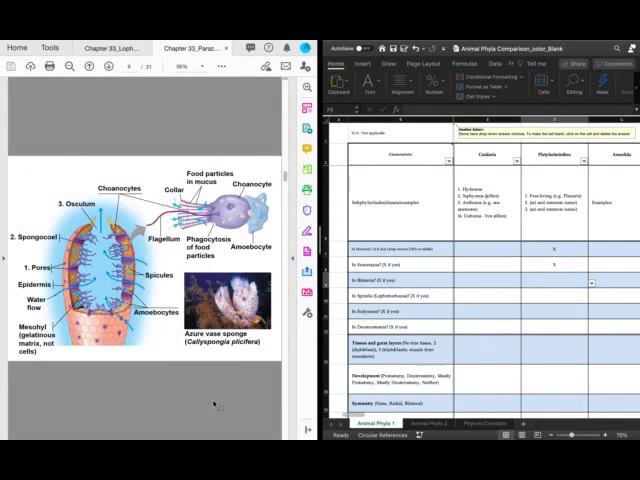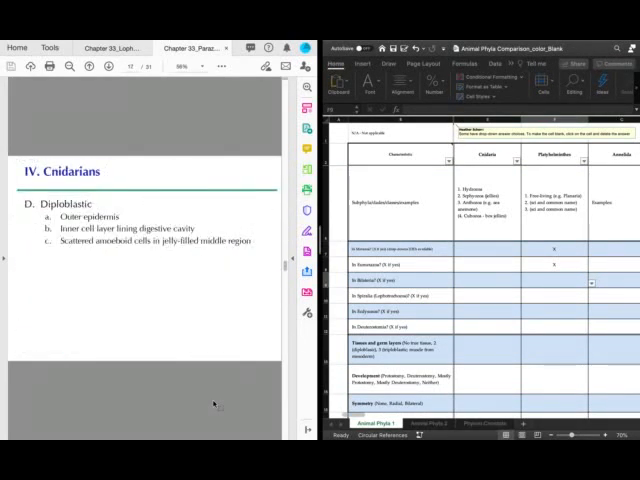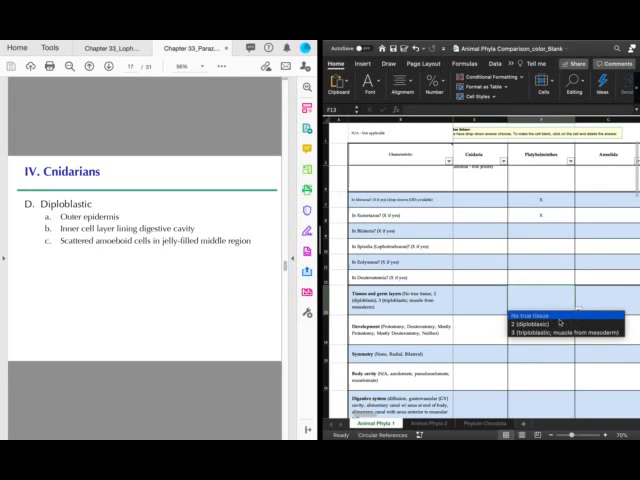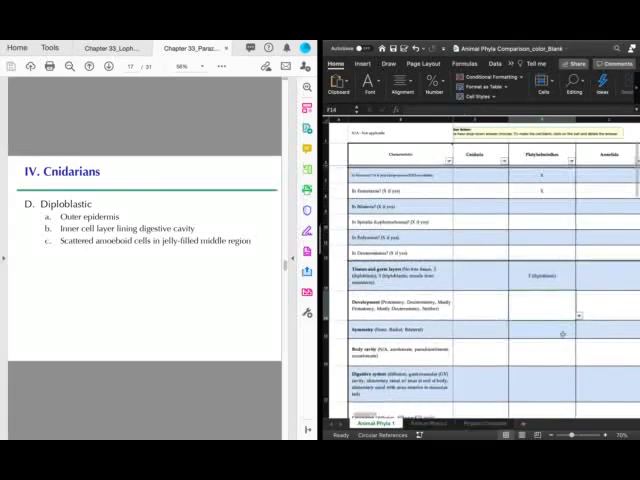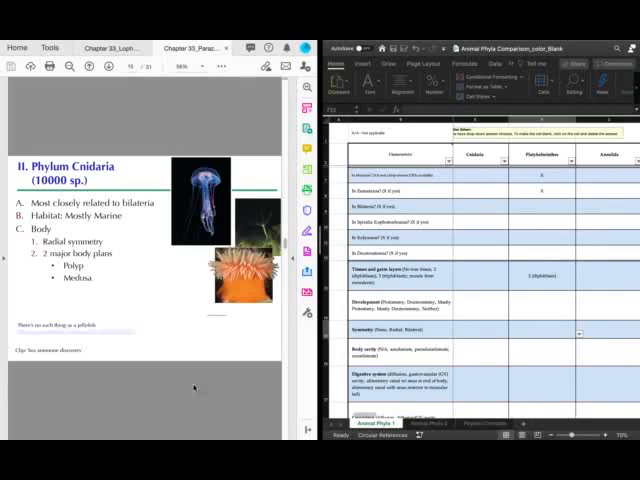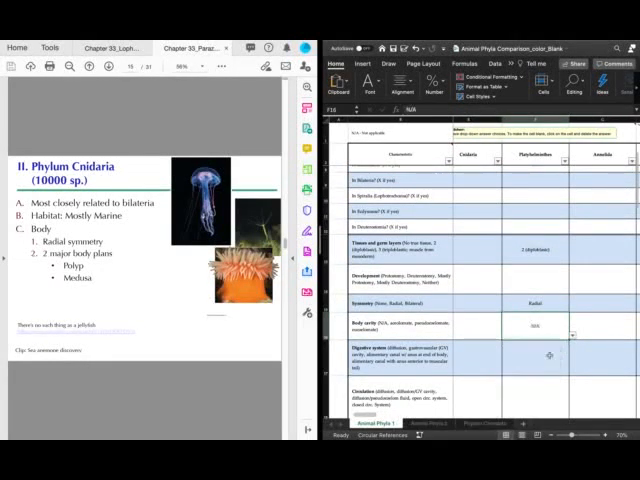Okay, so we'll go back to our cnidarians. So how many layers? Diploblastic. Development. I guess I do need to give you that information, but let's move on for now. We said radial symmetry, body plan. Radial. Body cavity, what do I have? There's no coelom, that's only a eumetazoan thing, so not applicable.